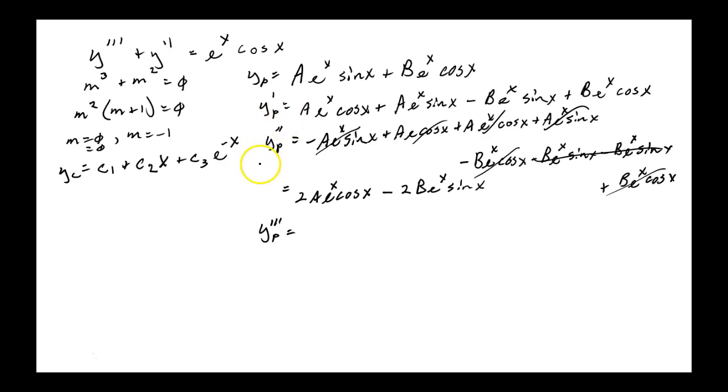Y triple prime is going to be negative 2 A e to the x sine x plus 2 A e to the x cosine x, minus 2 B e to the x cosine x, minus 2 B e to the x sine x.